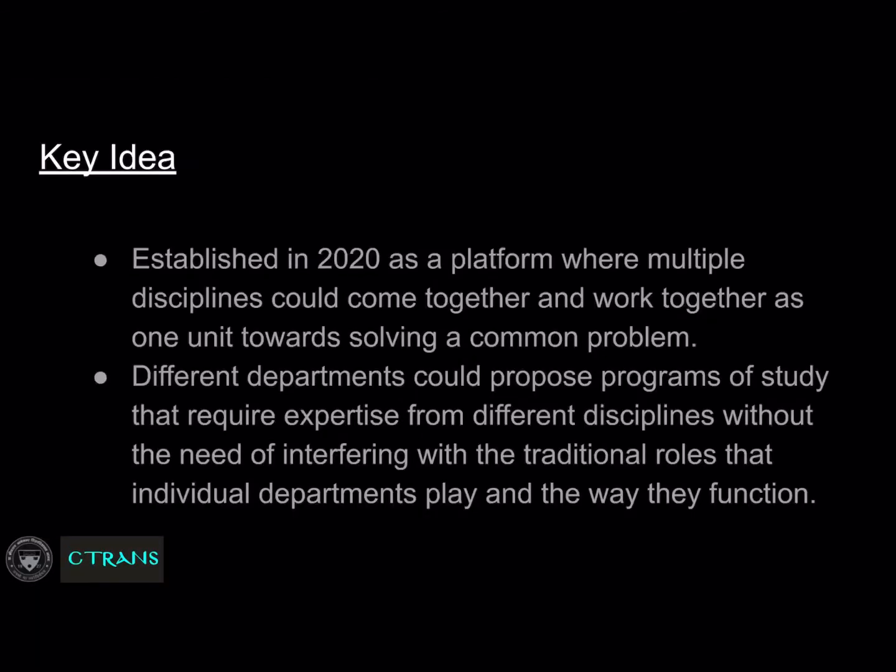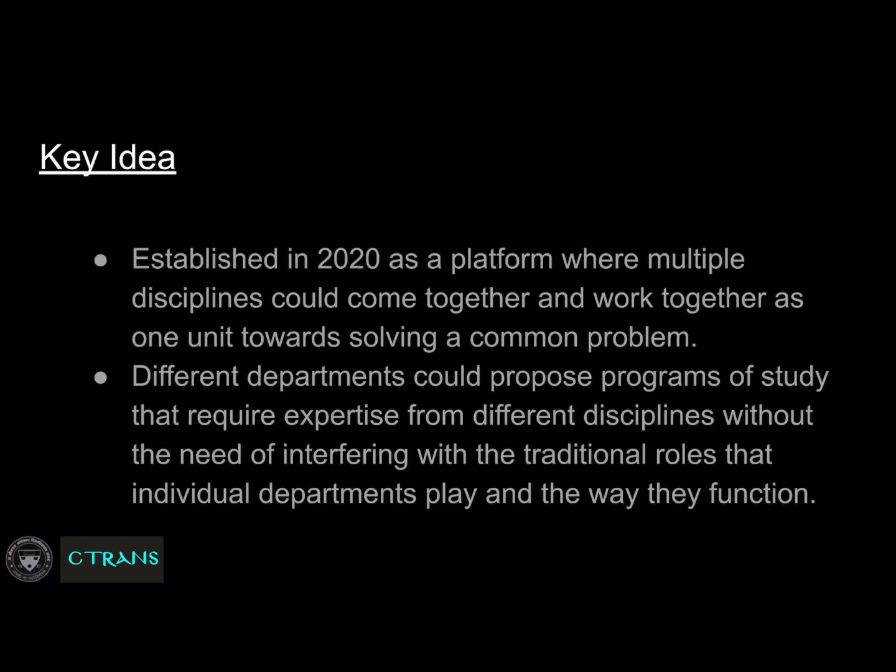So the center, as you see, is established this year and is established as a platform where multiple disciplines could come together and work together as one unit, and that could lead to solving some of the common problems. The idea is that different departments could propose programs in a study that require expertise from different disciplines without the need of interfering with the traditional roles that the individual departments play.